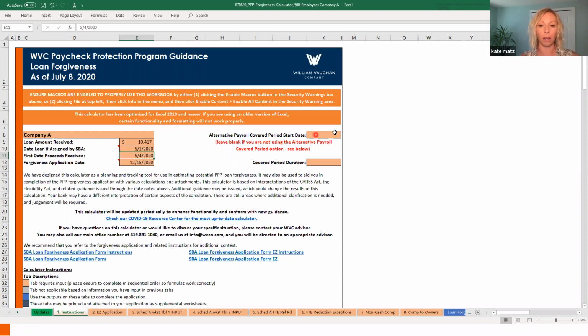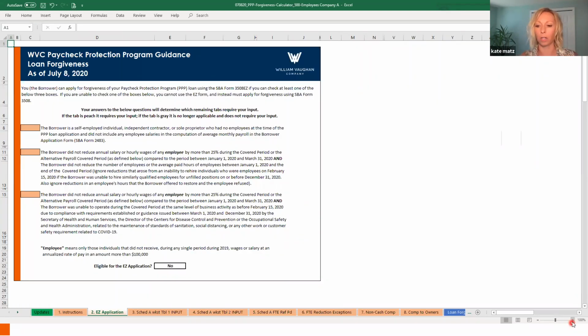For company A, they are not going to use this alternative payroll covered period, so we'll leave that blank, and they are going to use a 24-week covered period. So that's what we would put in here on the first tab, just some basic information about the company, the loan amount, when they got it, and what sort of duration they're going to be looking at for their covered period. So we'll move over now to tab 2, and this is where we're going to look at if you qualify for using the easy application.